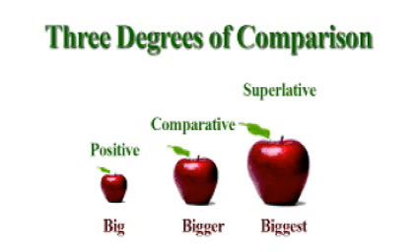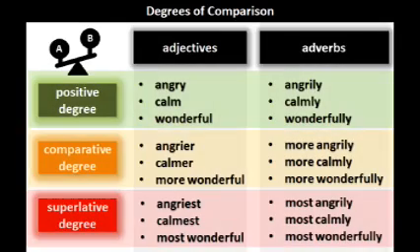For instance, this car is faster than that car. Petrol is more expensive than diesel. We use comparisons in our daily conversations as well. We use adjectives and adverbs to compare. There are three types of degree of comparison, and they are the positive degree, comparative degree, and superlative degree.